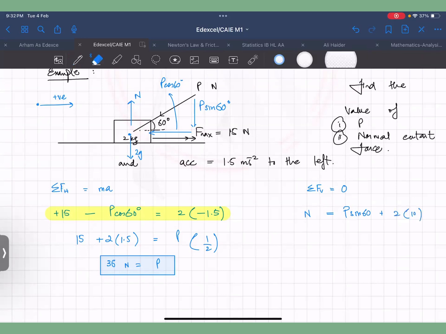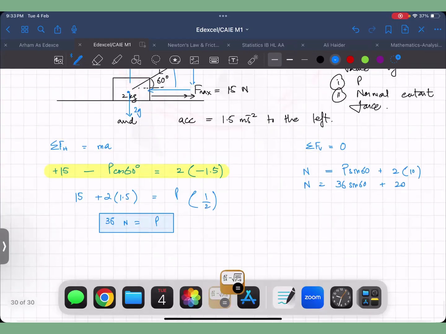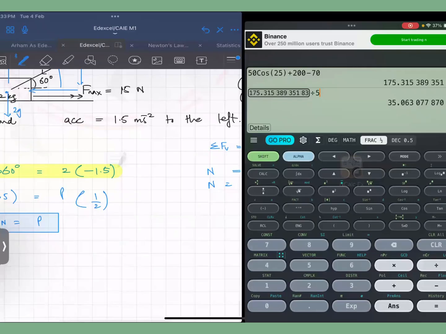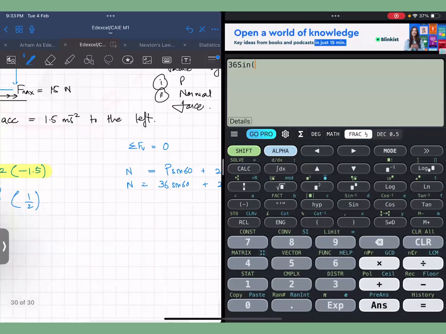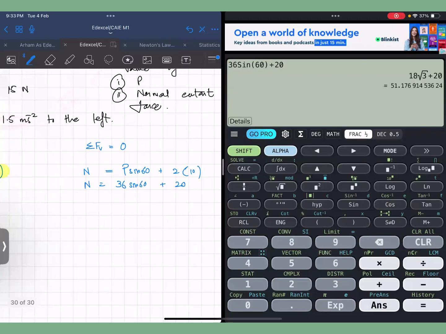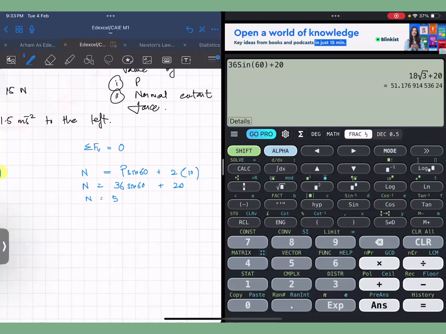P, we know it is now how much? 36 sine 60 plus 20. Use your calculator. This is coming out as 51.18 Newton. This is your final answer, the complete question.